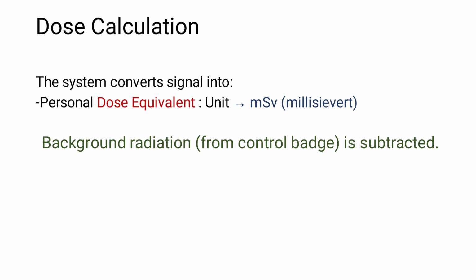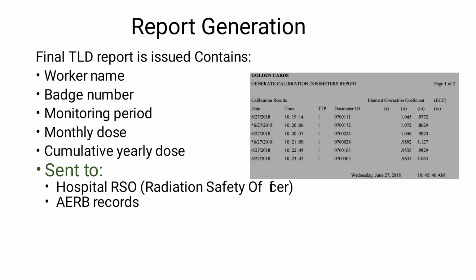Now, coming to the dose calculations, the system converts signals into what type of dose? It's a personal dose equivalent and it is measured in millisievert. The background radiation, which is coming from the control badge, is now subtracted. And this is how the final reports are created in the form of numericals, which will have the details of worker name, batch number, monitoring period, monthly dose, and the cumulative yearly dose.